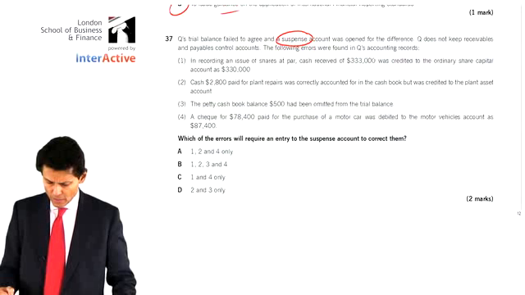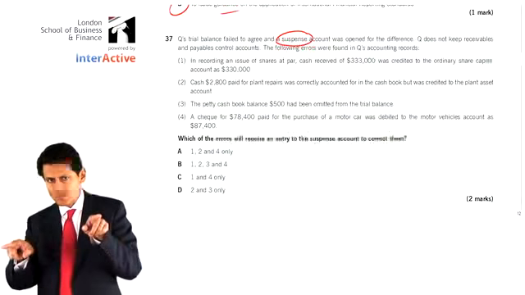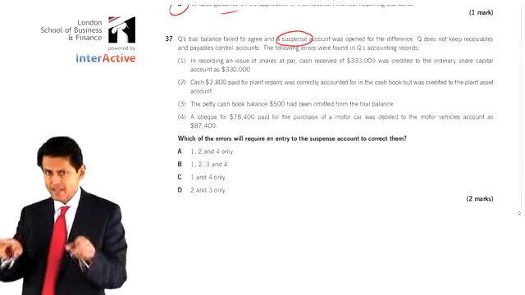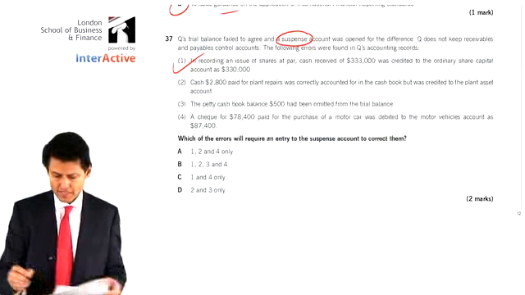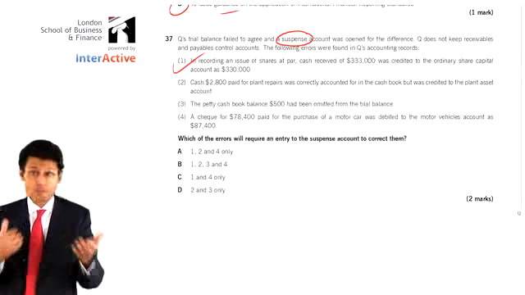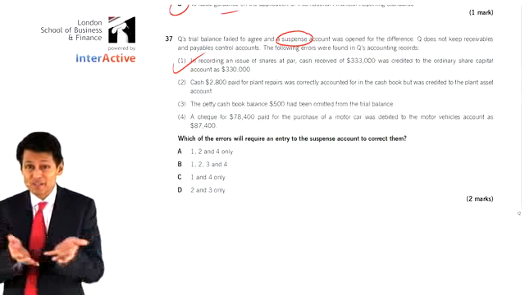So I suppose the question says, which of the errors will require an entry to the suspense account to correct them? So where you have a difference in the journal entry between debits and credits, then of course the suspense is involved. So I'm going to definitely tick off point number 1. Notice there is no balance on the suspense account for me to get rid of. So I don't know what the original balance is, so I haven't got a focus.